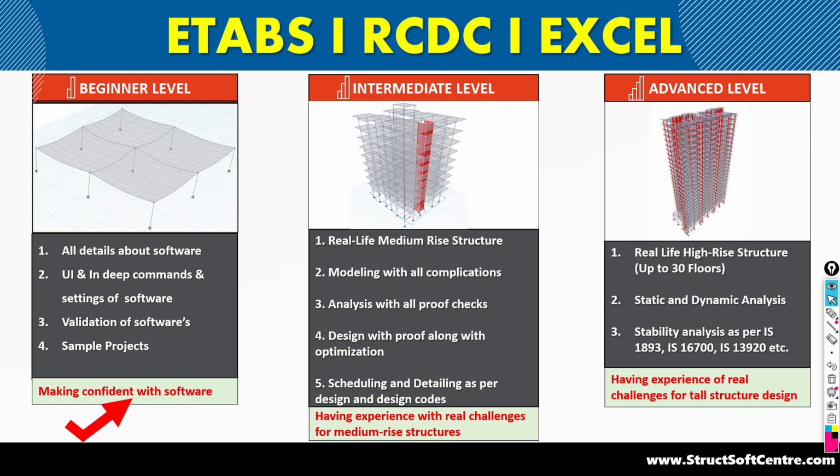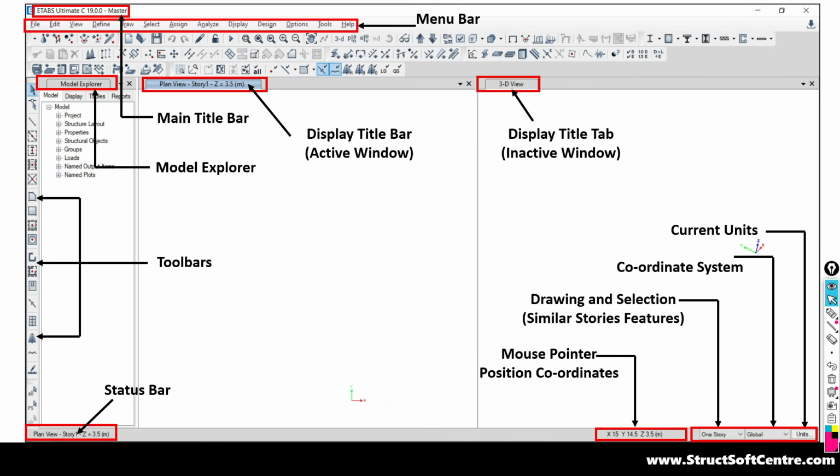Okay, so let's first see what we are going to cover in the beginner level. In the beginner level we are trying to cover all about the basics of the software, as well as the basics of structural design concepts. Very first we are going to understand the user interface of the CSI Etabs software, the commands, how to set out the user interface, and the definition of all these user interface items and options. We are going to understand all these things in depth.